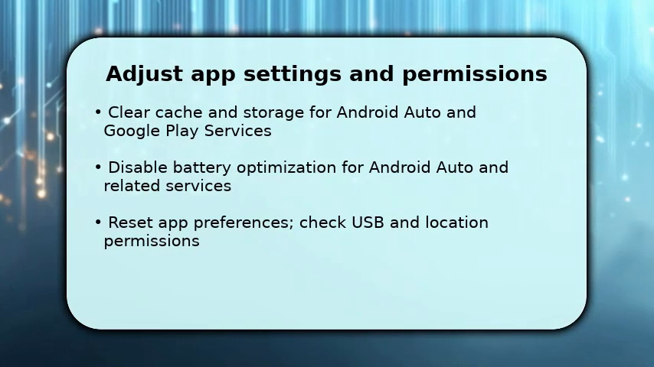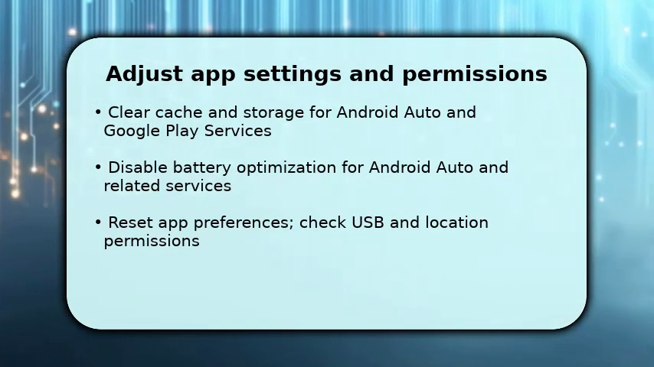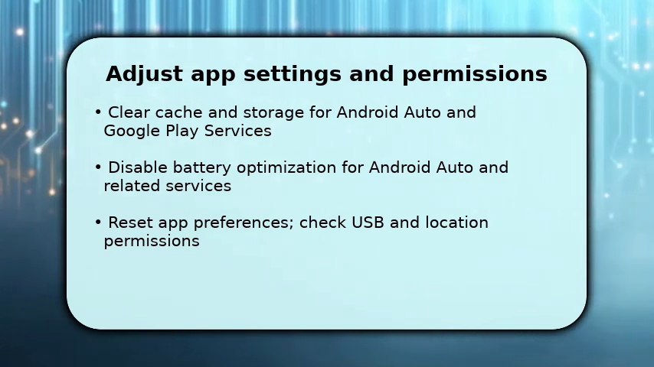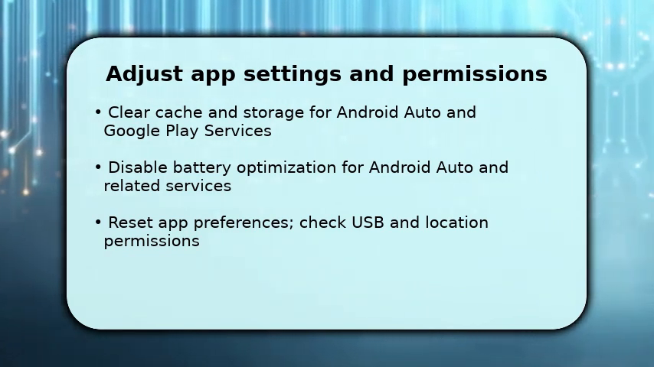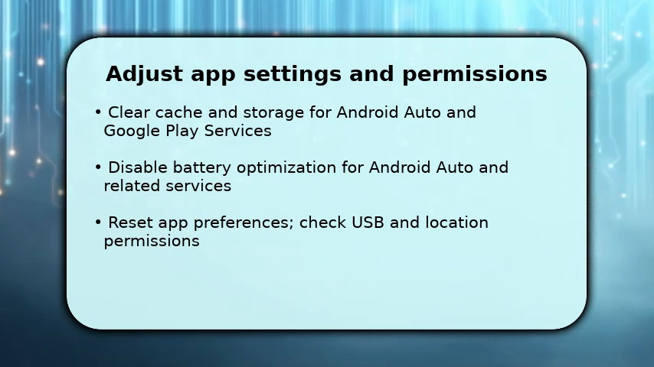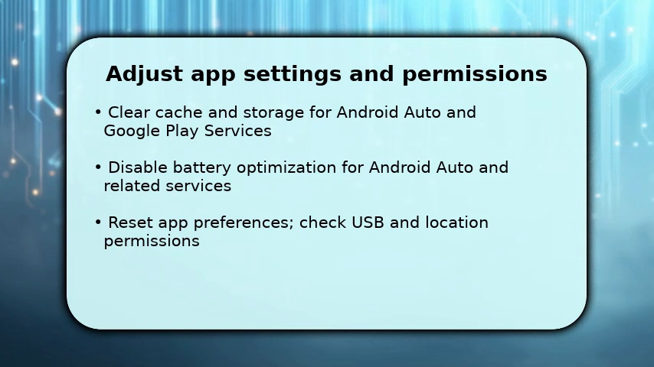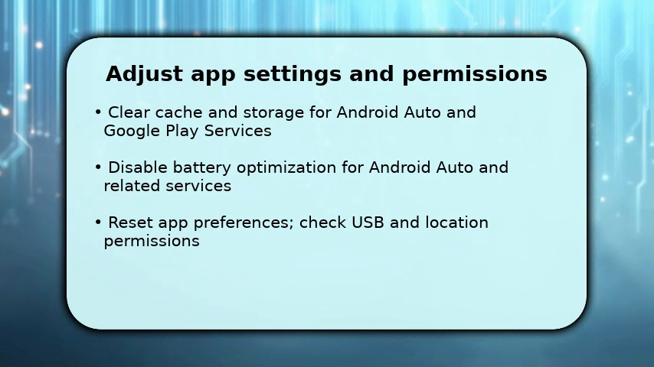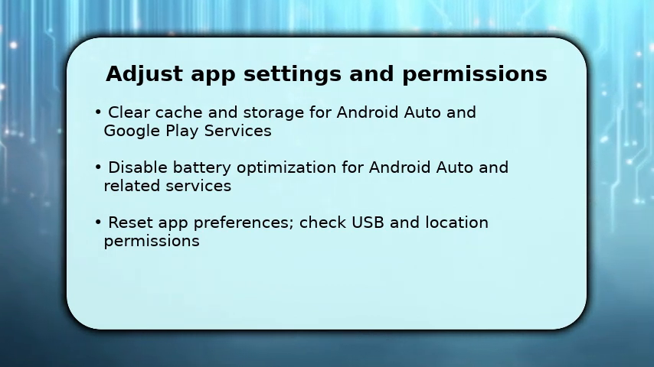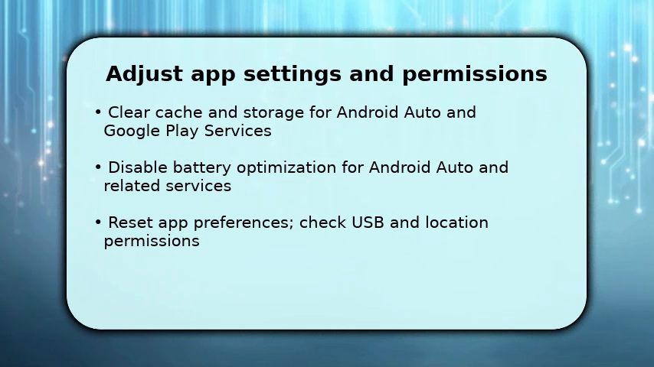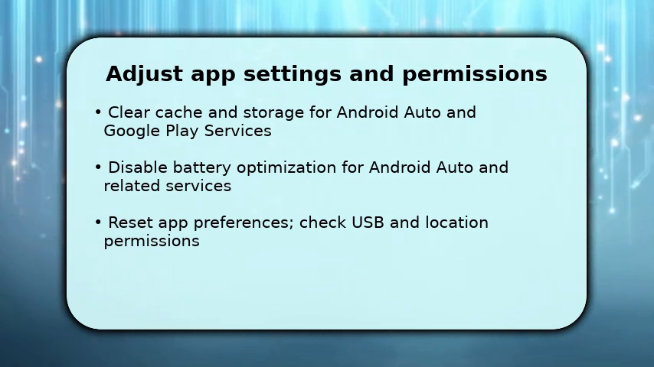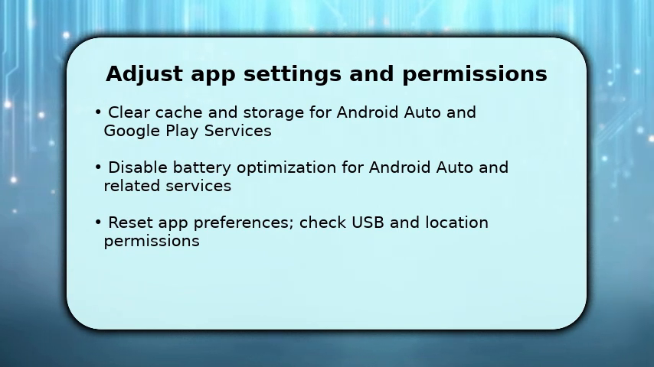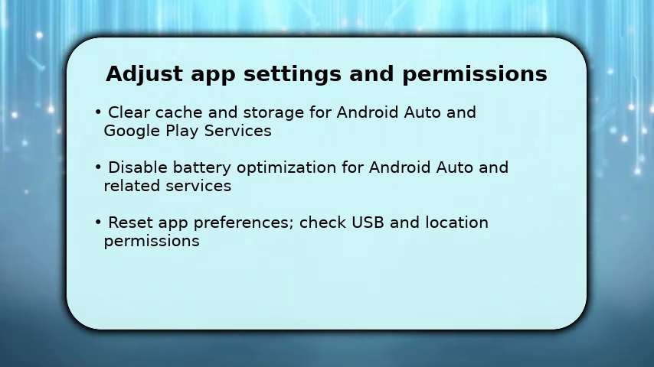You now change settings that commonly trigger restarts by restricting background processes or denying permissions. Start by clearing cache and storage for Android Auto and Google Play services. This removes corrupted temporary data. Then go to battery settings and disable optimization for Android Auto so the system won't aggressively kill it. Reset app preferences to restore any accidentally disabled components. Make sure USB file transfer and location permissions are granted, because missing permissions can crash the service when it expects access.